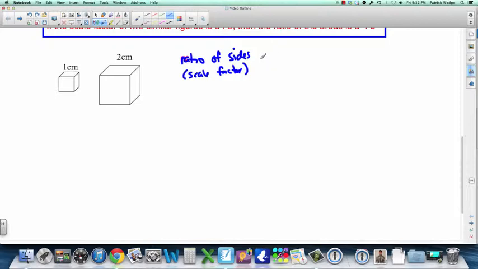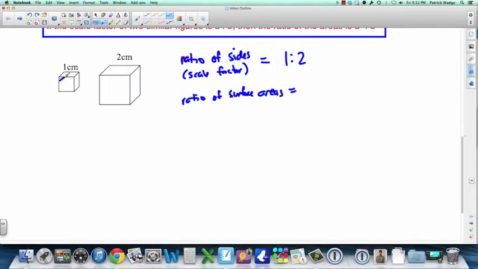Okay, so the ratio of sides is, let's go with the small one first, 1 to 2. No problem there. Now let's look at the ratio of surface areas. So how do you get the surface area?